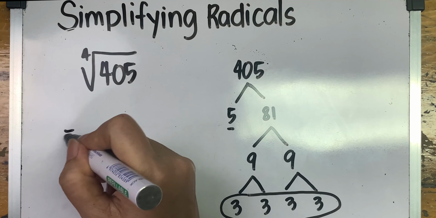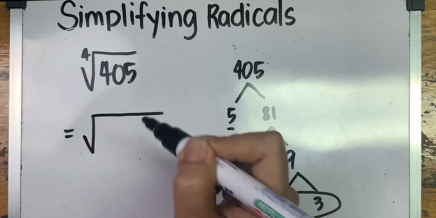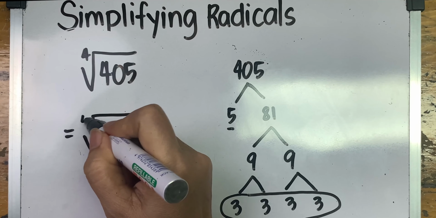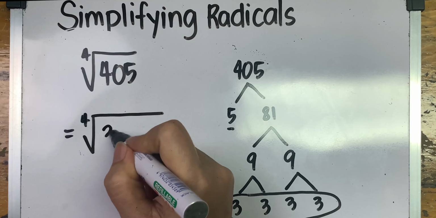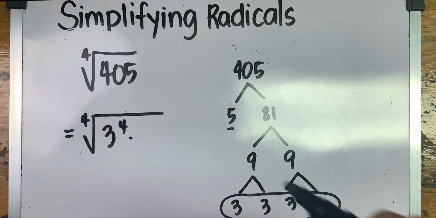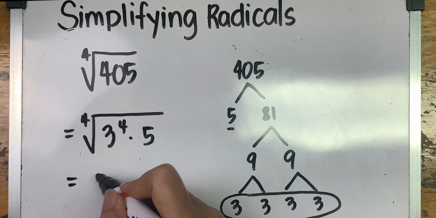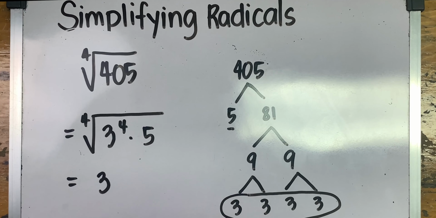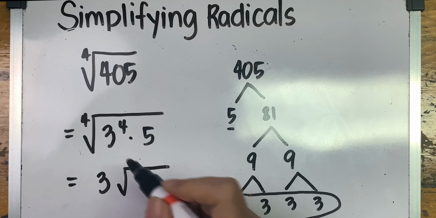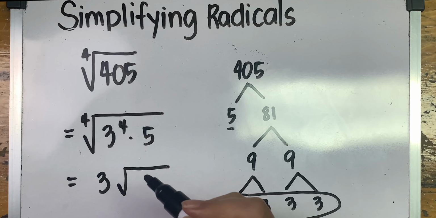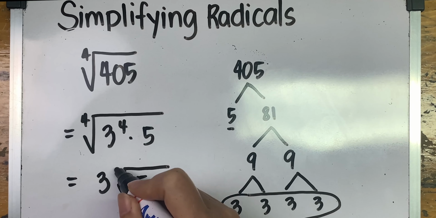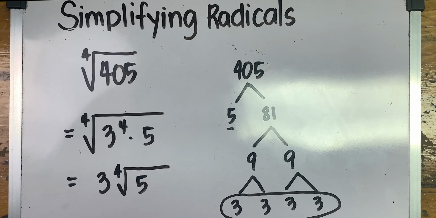Okay, so ang factors ng 405 will be 3 to the 4th power times 5. And since we're extracting the fourth root of 3 to the 4th, that will give us 3. And since yung 5, di natin ma-extract yung fourth root, iwan na lang natin sa loob ng radical sign. So, ang sagot doon will be 3 and the fourth root of 5.